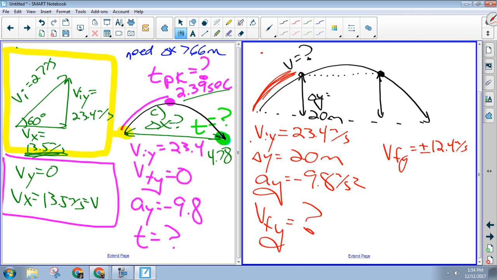Why plus or minus, you guys? One's on the way up, one's on the way down. These are two answers, right? So then draw your two triangles and find your hypotenuses.